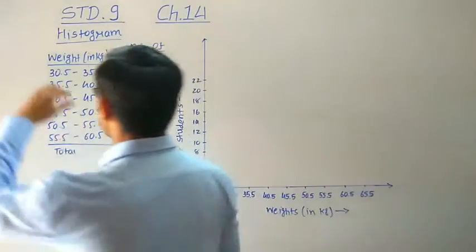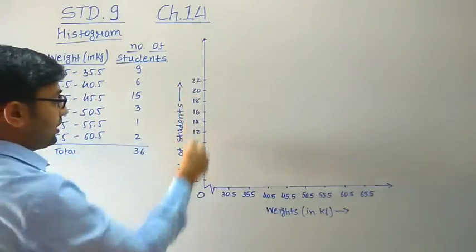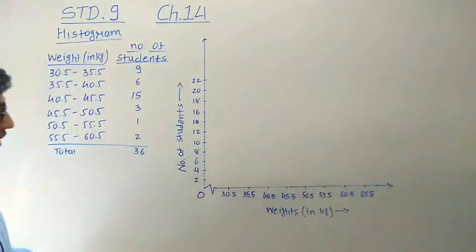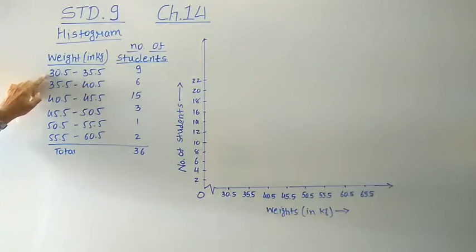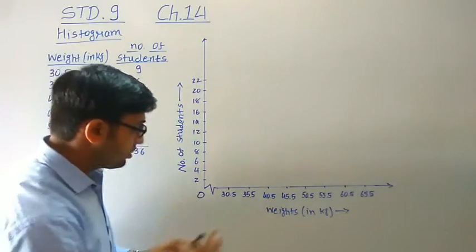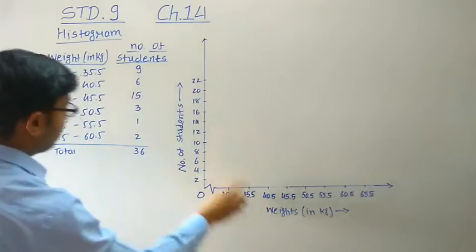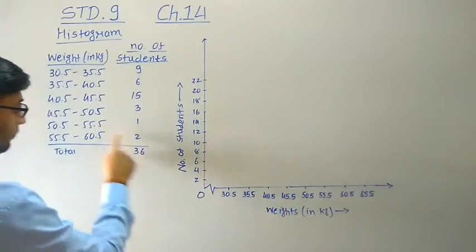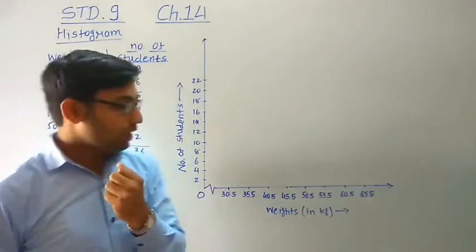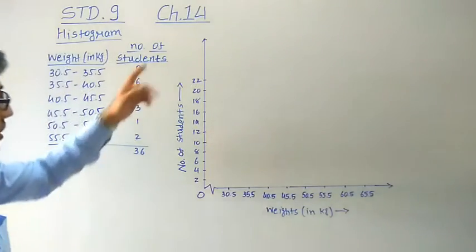Here there are two quantities, one is the weight and the second is the number of students. The number of students we take on the vertical axis, the y axis, and the weight we take on the horizontal axis. Our first weight starts from 30.5, so the first value we have taken here is 30.5. According to the class intervals, the second value is 35.5. Then the next values are 40.5, 45.5, 50.5, 55.5, 60.5, and the last value is 65.5. On the horizontal axis we write the weights in kilograms, and here we take the number of students.